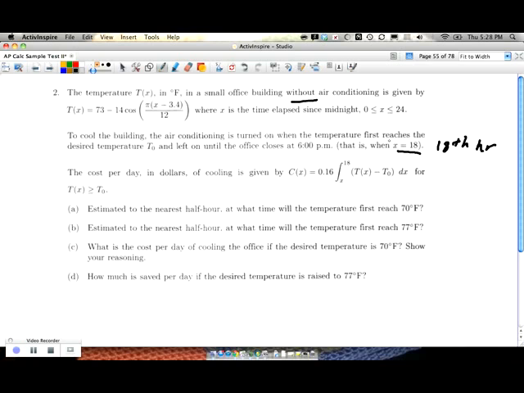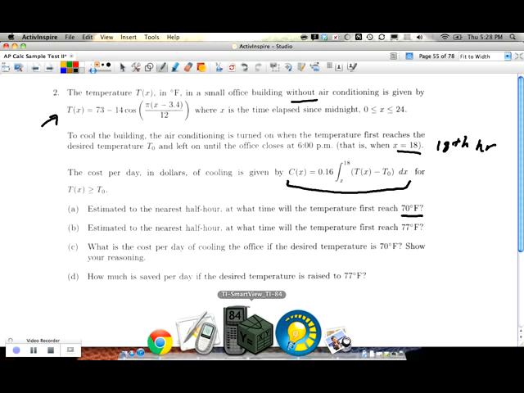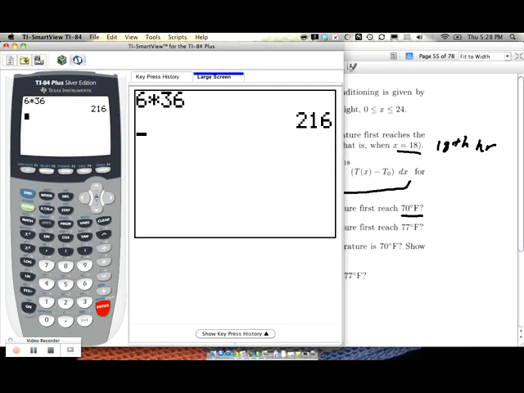So the air conditioning is turned on when the temperature first reaches the desired temperature, and left on until the office closes at 6 p.m. The cost per day, blah, blah, blah, blah, is this right here. This is our cost function. Estimate to the nearest half hour at what time the temperature will reach 70 degrees Fahrenheit. So we're trying to ask ourselves, when does this equal 70? Well, that's easy enough. Let's use our graphing calculator. So we have a big fancy function here.